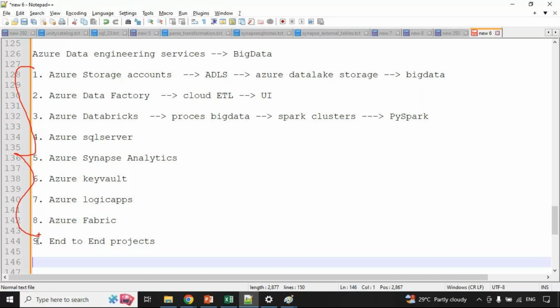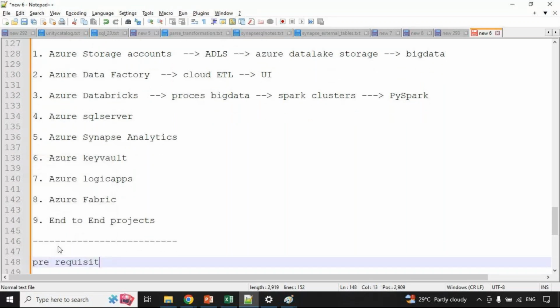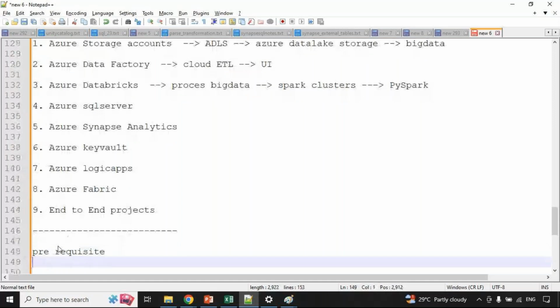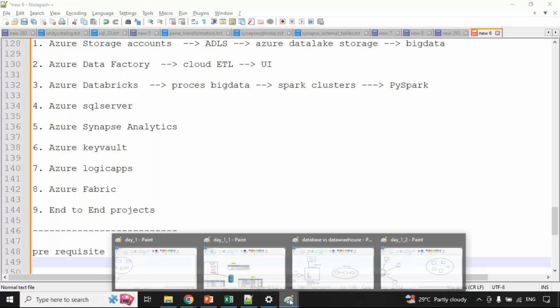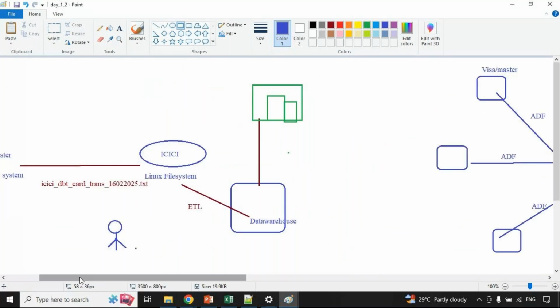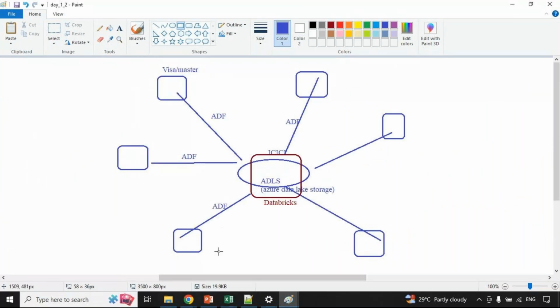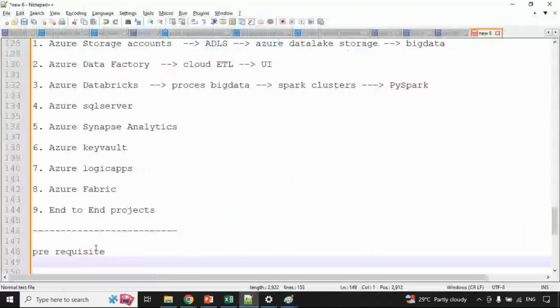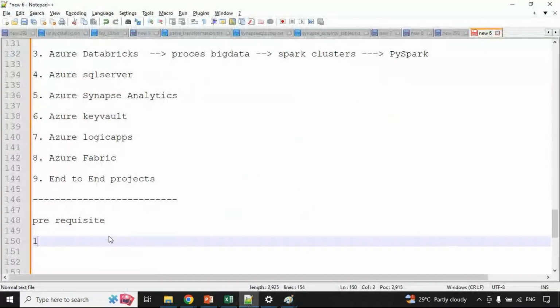Okay, so this is the course content we are going to discuss, guys. And before that, what is the prerequisite for this one? Using these data services, I'm going to build a data platform. When you join a project, there will be a source system. Traditionally they might be doing these kinds of things. Now you are going to move everything into the cloud. Here, guys, the prerequisite is basics of any language.